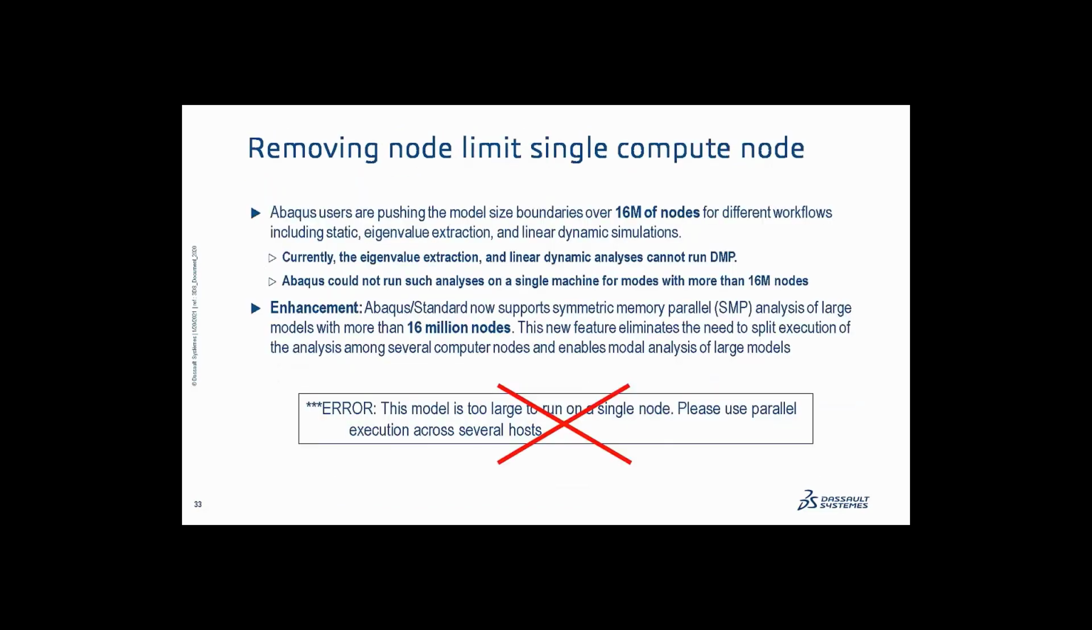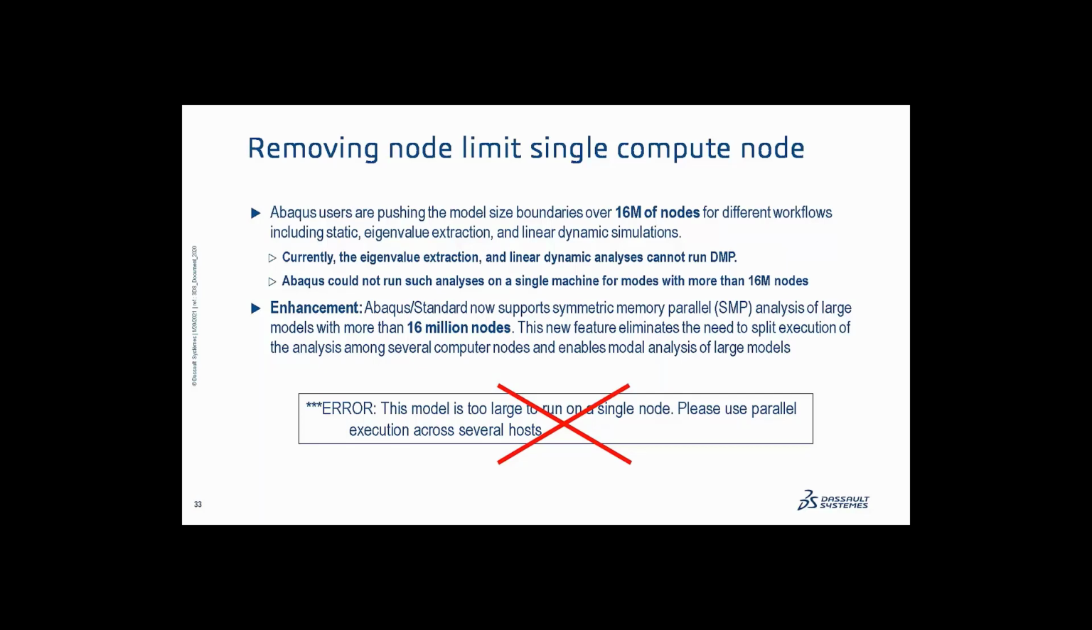Another limitation that has primarily shown up for the linear dynamics procedures is there was a limit of 16 million nodes in the model on a single compute node. So if we run on a single compute node that maybe has 12 or so cores, we're running in parallel, but it's still on a single compute node, and there was this limit of 16 million nodes, which wasn't such a big deal for procedures that supported DMP. We could scale across multiple machines, and as long as there were no more than 16 million nodes on a single compute node, then you're fine.